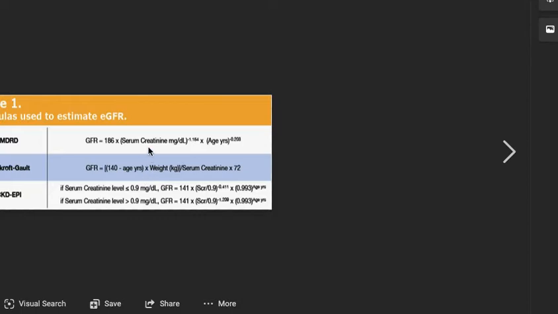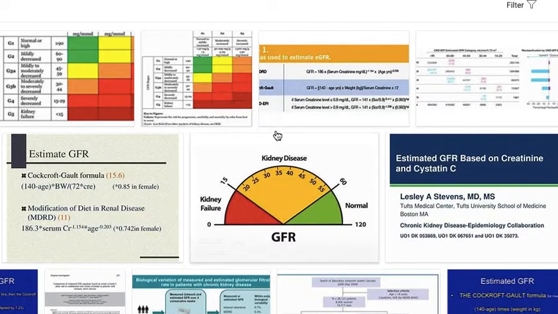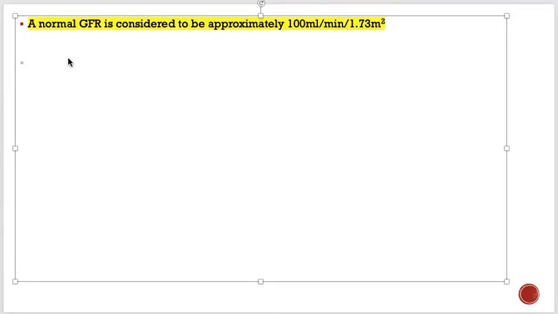Why sex and race? Because for example, if it's a female, they multiply it with a different factor, and if it is for African race, they multiply it with a different factor, because we have some different functionality. So this is how they use it, and I showed you two formulas right over here. If you know the age of that person, the sex of that person, the race of that person, and you know the creatinine value, you can simply calculate the estimated GFR.